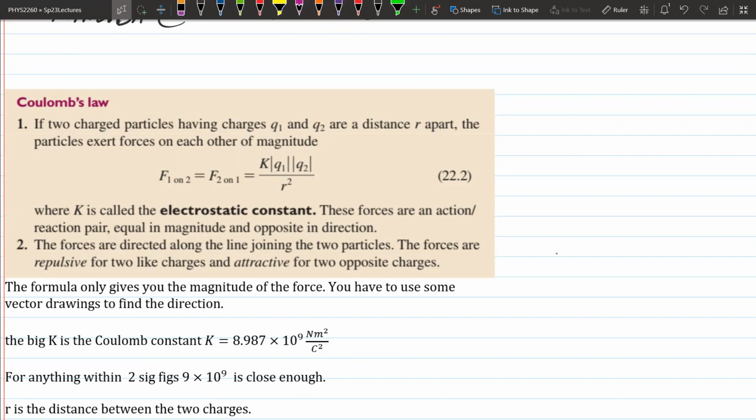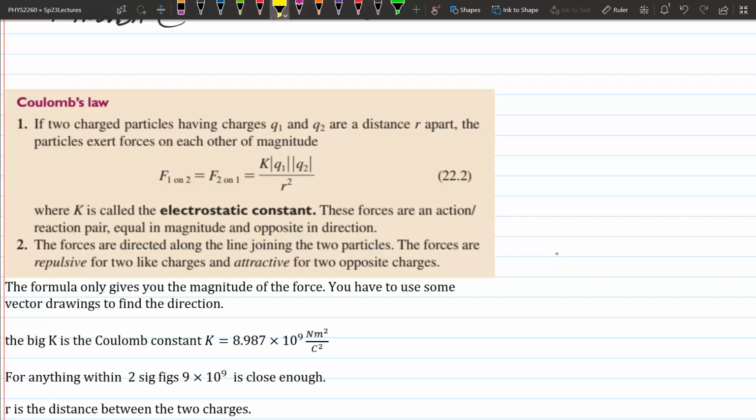The way we calculate this is by figuring out how much charge is on charge 1, little metal ball 1, and how much charge is on metal ball number 2. And the force decreases the further apart they are. In fact, it decreases with the distance squared. This R is the distance between them.